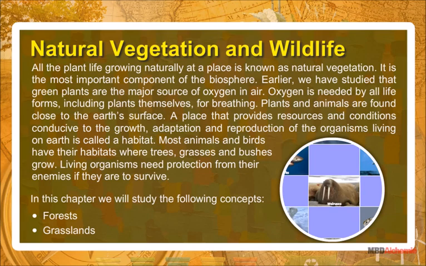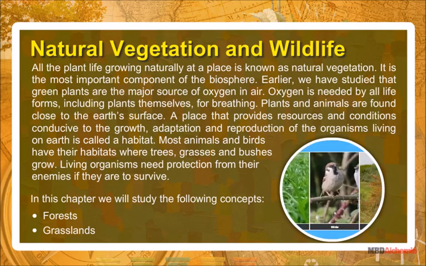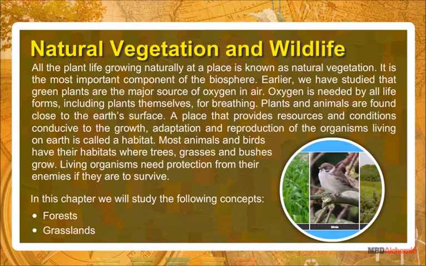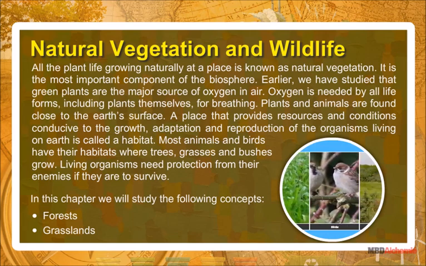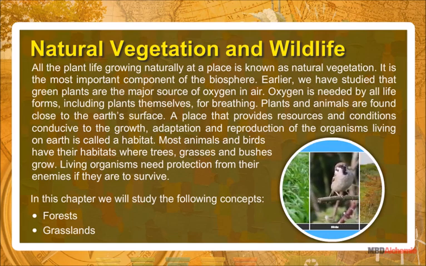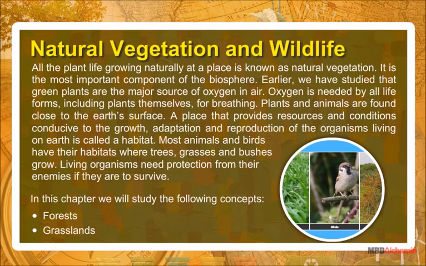Plants and animals are found close to the Earth's surface. A place that provides resources and conditions conducive to the growth, adaptation, and reproduction of the organisms living on Earth is called a habitat. Most animals and birds have their habitats where trees, grasses, and bushes grow. Living organisms need protection from their enemies if they want to survive.